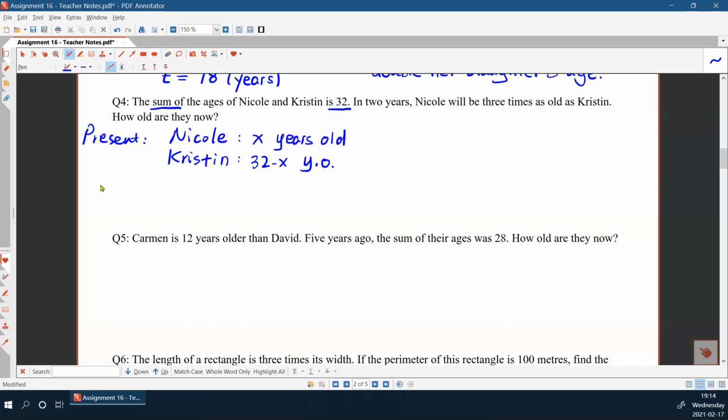This is present ages. And in 2 years, Nicole will be X plus 2 years old, right? Because 2 years have passed. And Christian will be 32 minus X plus 2 years old, right? Again, because 2 years have passed. Also, we know that in 2 years, Nicole will be 3 times as old as Christian. So this value here is 3 times this value, right?